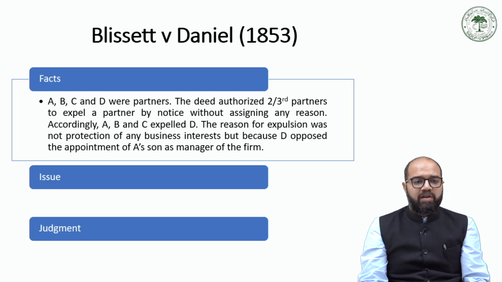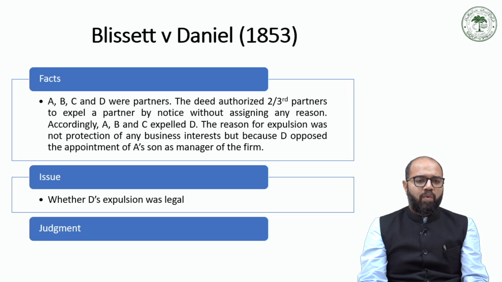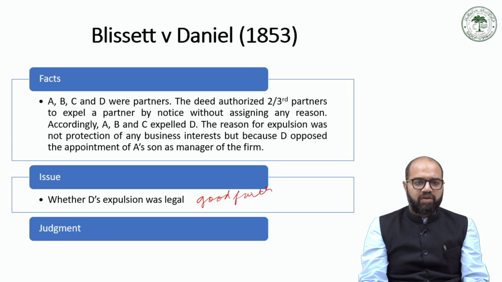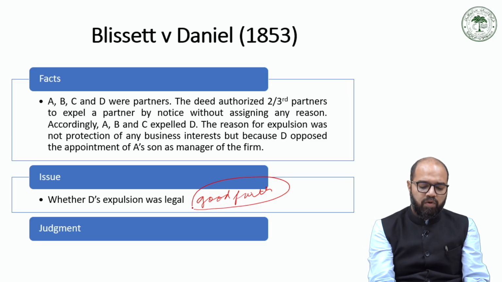Now the reason for their expulsion was not protection of any business or commercial interests of the partnership firm, but a personal issue, because D had opposed the appointment of A's son as manager of the firm. So A wanted certain favors from one of the partners which he refused. So the issue was whether D's expulsion was legal or was it in good faith, because the rule that we had discussed relating to expulsion of a partner requires it to be in good faith.